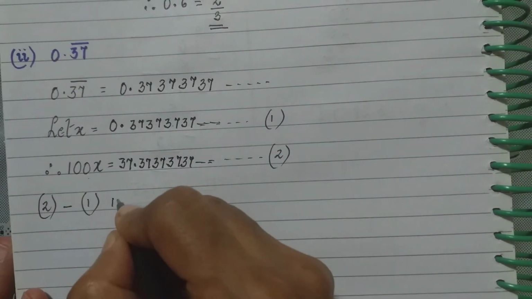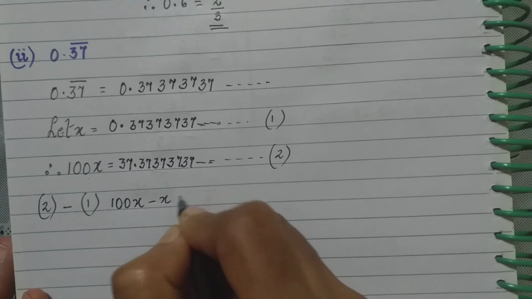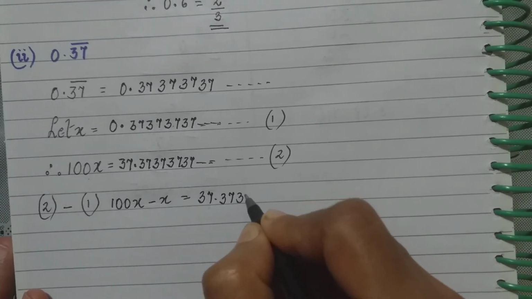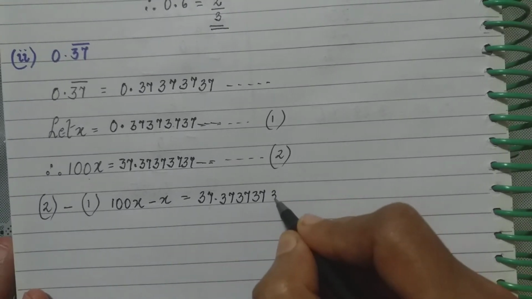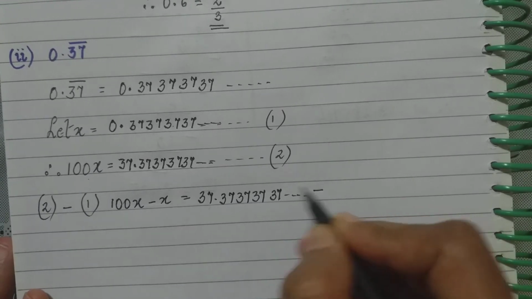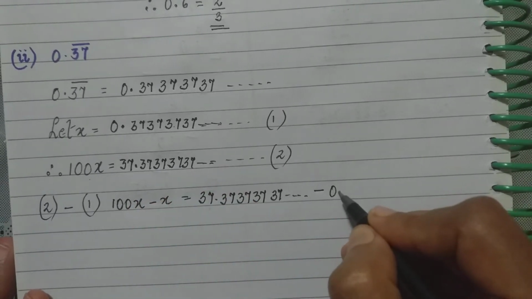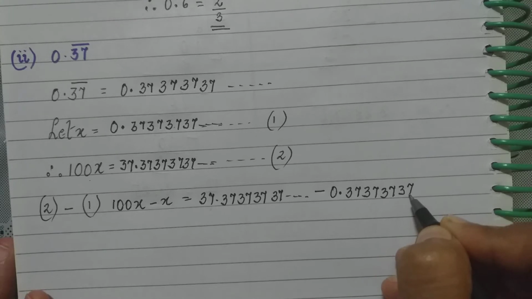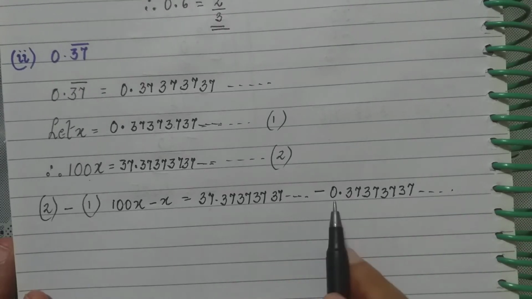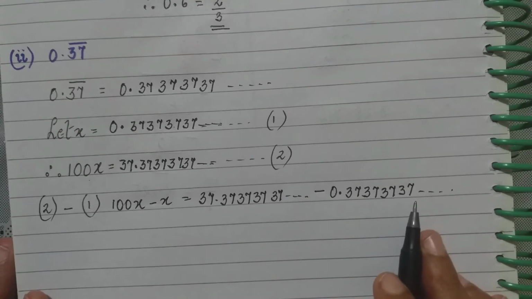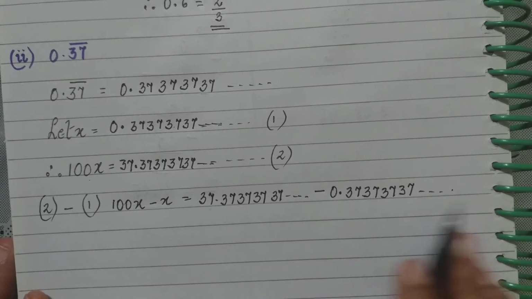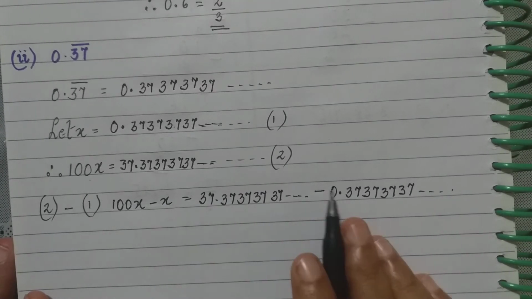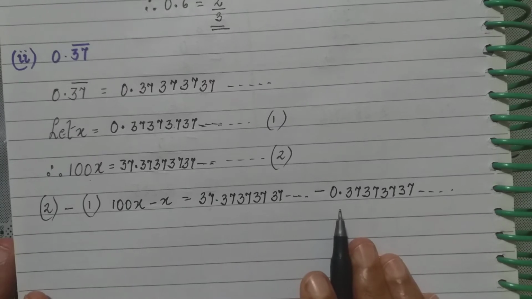100x minus x is equal to 37.3737 onwards minus 0.37 onwards. Again here you see after the decimal point both are the same. So after the decimal point when we subtract both will go. So we have to look at the part only before the decimal point. Here I have 37, here I have 0. 37 minus 0 is 37.